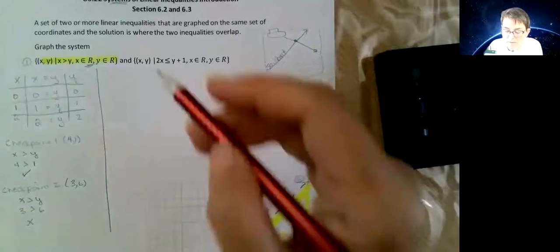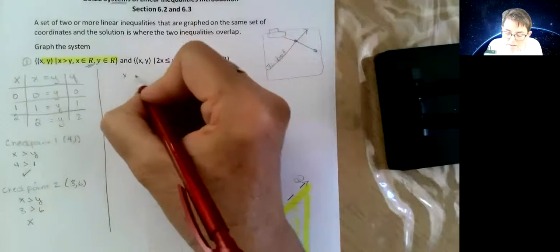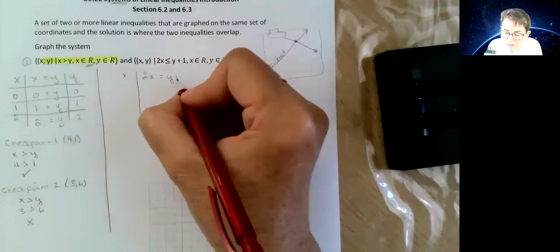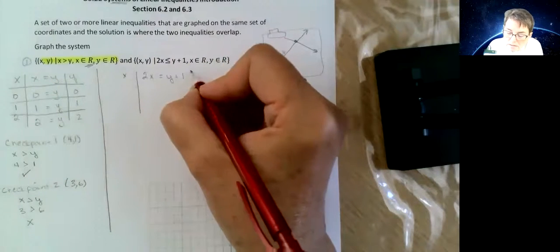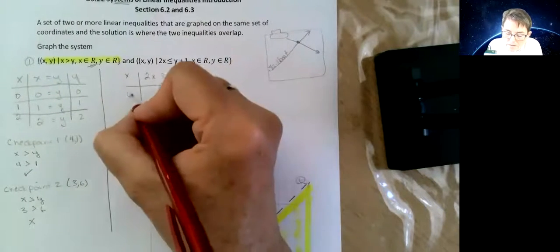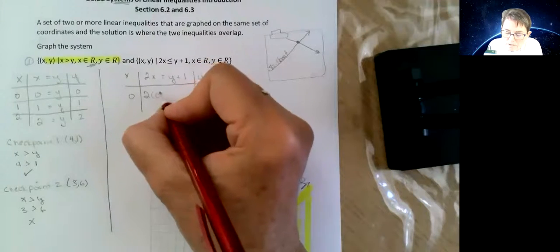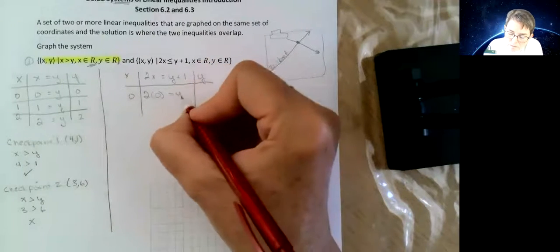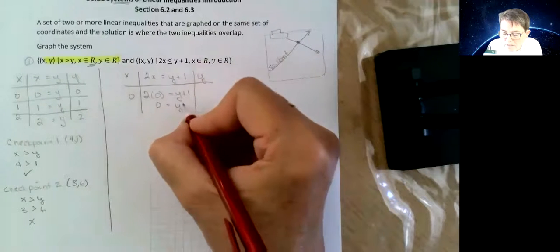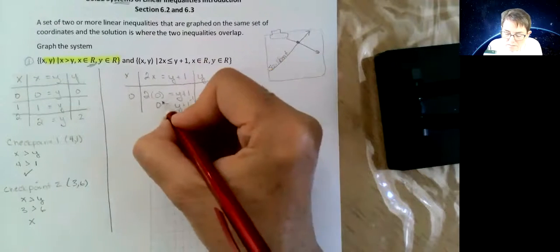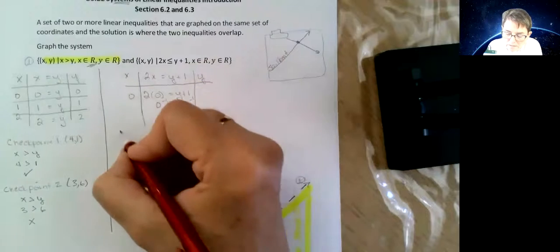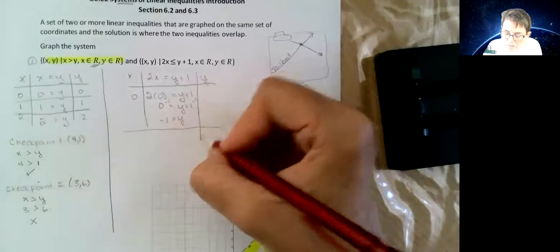Now number two is my x. 2x is equal to y plus 1, and y. So 0, 2 times 0 is equal to y plus 1. 0 is equal to y plus 1, minus 1, minus 1. y is equal to minus 1. Don't lose your negatives, folks.